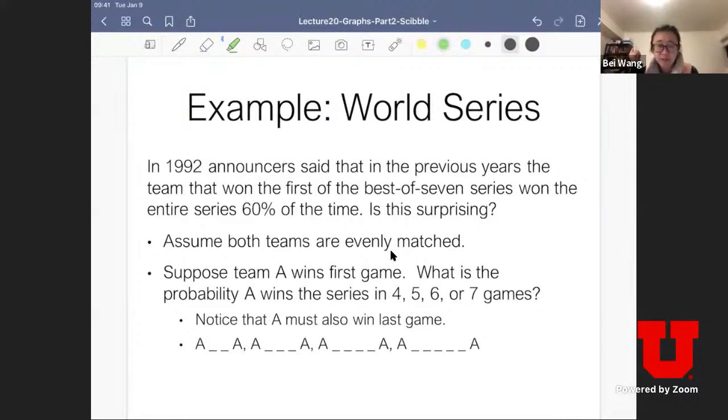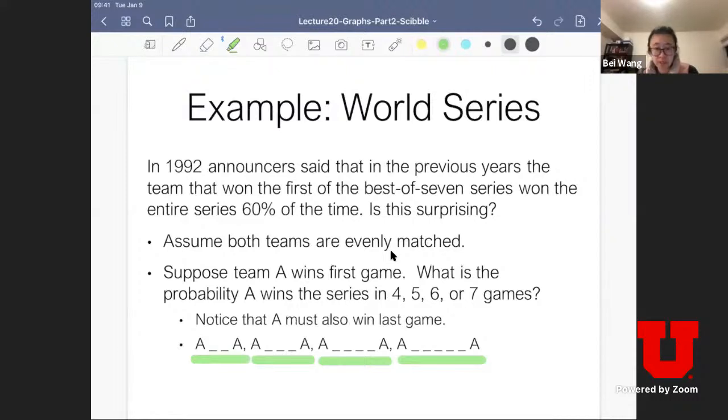We assume both teams are evenly matched, and suppose team A wins the first game. Then we need to consider the probability that A wins the series in 4, 5, 6, or 7 games. If it wins the first game, it also has to win the last game, okay? To solve this problem, a good hint is to consider the possible configurations. This is a configuration where A wins after 4 games. This is A wins after 5, after 6, and after 7, okay? So the idea is to write out the combined probability.